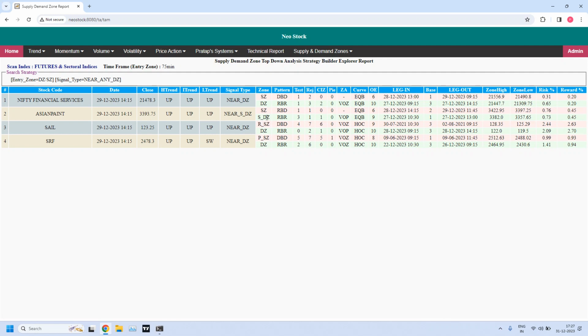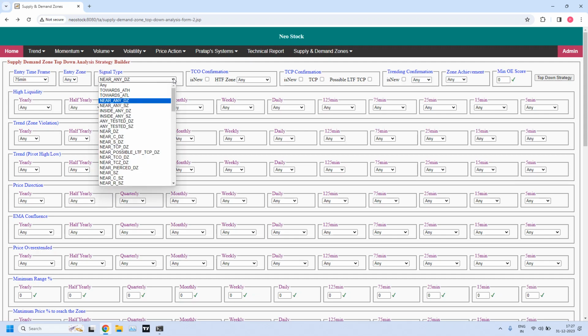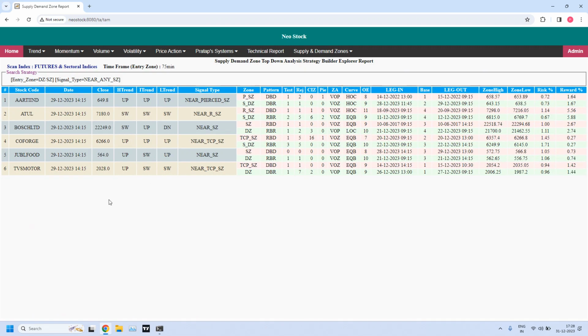So we have Asian Paints, a high liquidity demand zone at 75 minutes time frame. It is already tested 3 times. So only one high liquidity demand zone we identified. So let's go back. Entry time frame is 75 minutes. Let us find the stocks near 75 minutes supply zone. 6 stocks are filtered. Let us find the high liquidity supply zones.